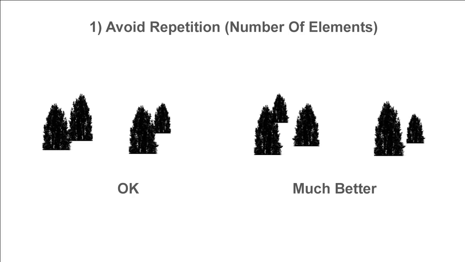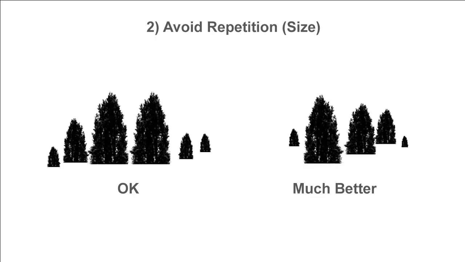So the first one is to avoid repetition in reference to number of elements. If you have a clump of two objects, there shouldn't be another clump of two objects nearby. So right here, if we have two objects that are clumped together, we don't want another two objects nearby that are clumped together in a similar way. Instead, if you have these two objects that are clumped together, the one beside it should maybe have three.